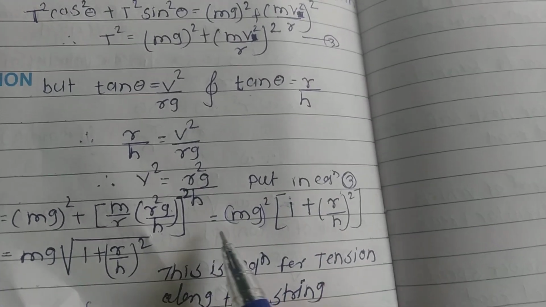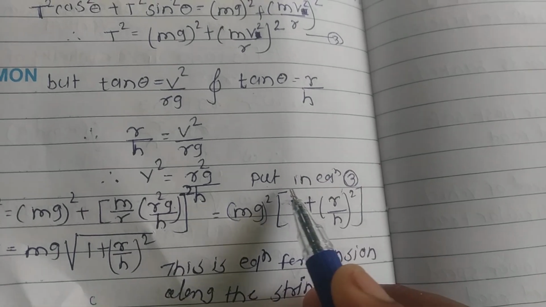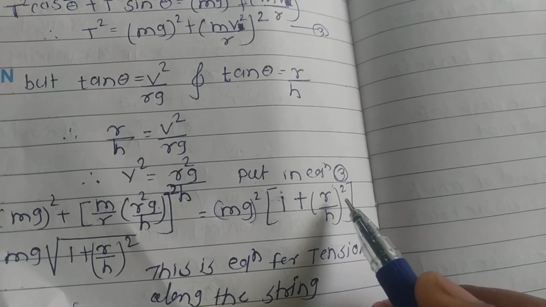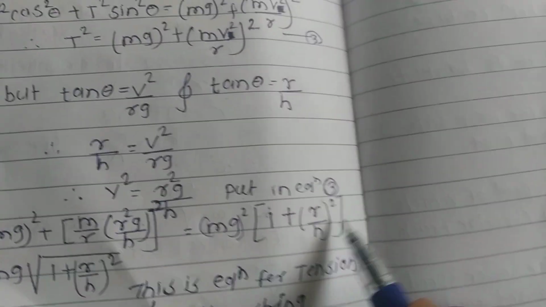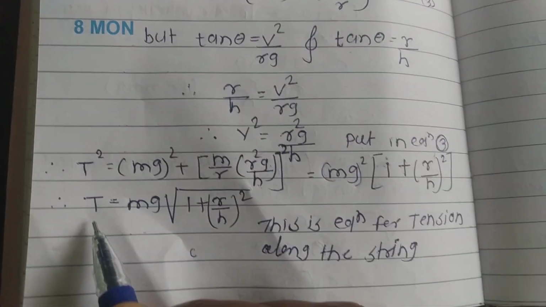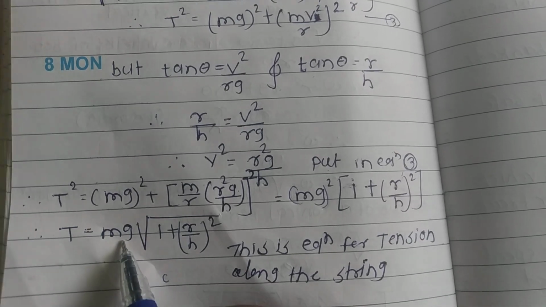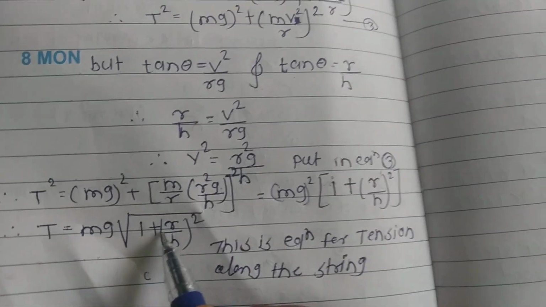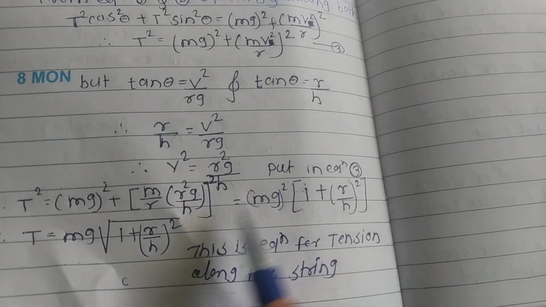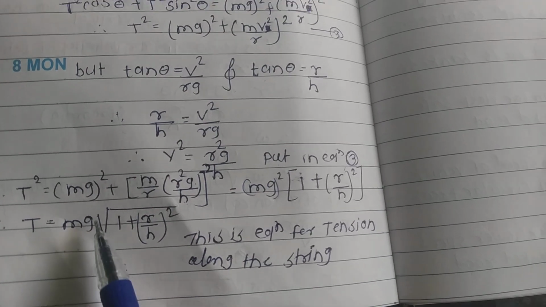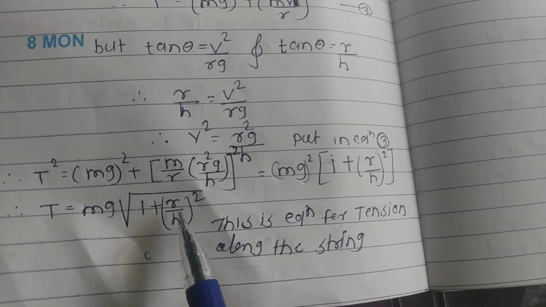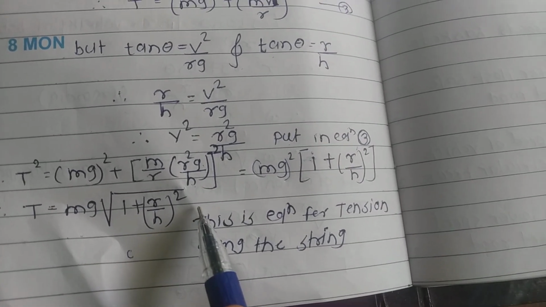So T square is equal to (mg) bracket square into square bracket 1 plus (r upon h) bracket complete square, and then square bracket complete. Okay, this is the value of T square. We want the value of T. T is equal to mg under root 1 plus (r upon h) bracket square. Its square root we get, since it is not already squared, so we have to put it under root. So T is equal to mg into under root 1 plus (r upon h) whole square.